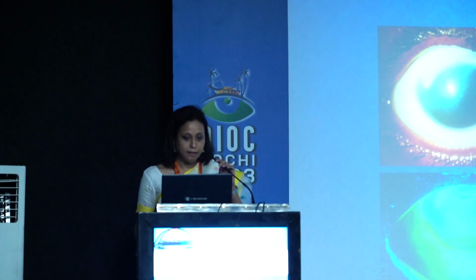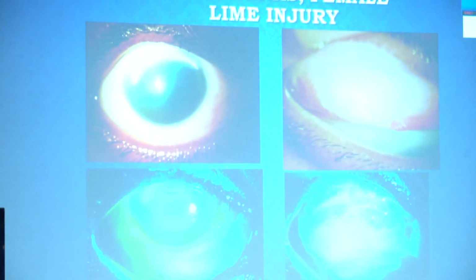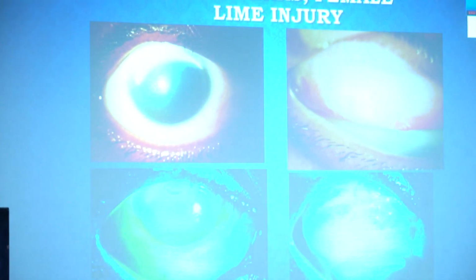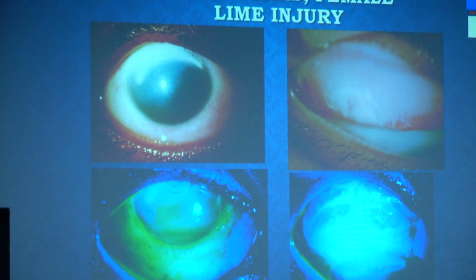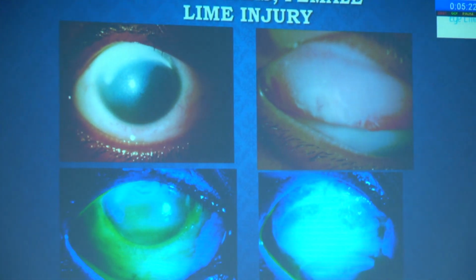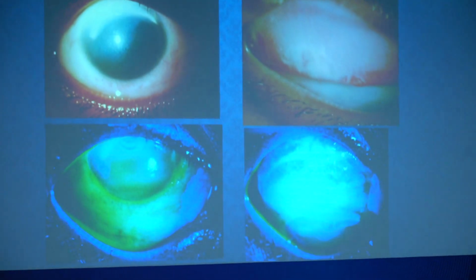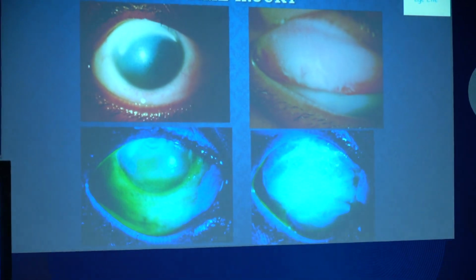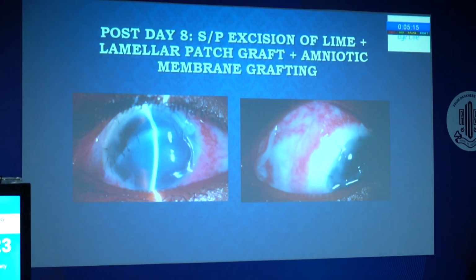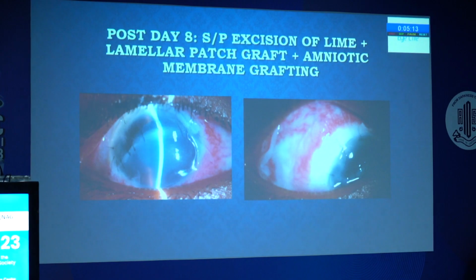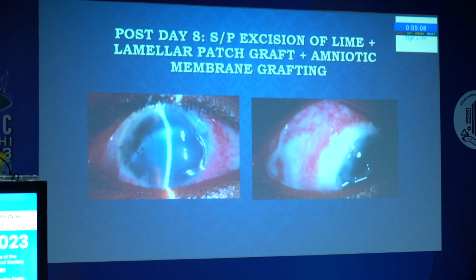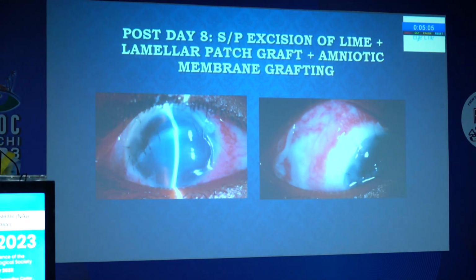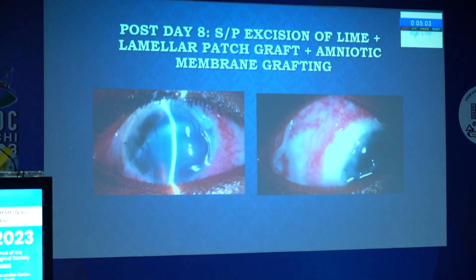So this was a patient who came to us almost 9 to 10 years back. She was 13 years old at that time with a history of lime injury, and as you can see, extensive ocular surface burn, including the tarsal and the conjunctiva, and there are a lot of lime deposits even within the corneal stroma and stromal haze. So what we did here was we excised the superior cornea, which had the lime deposits, and put a partial thickness patch graft, and apart from that we covered the entire surface with an amniotic membrane.